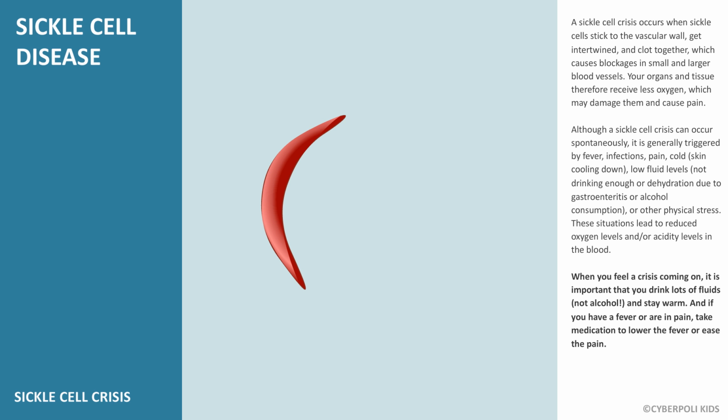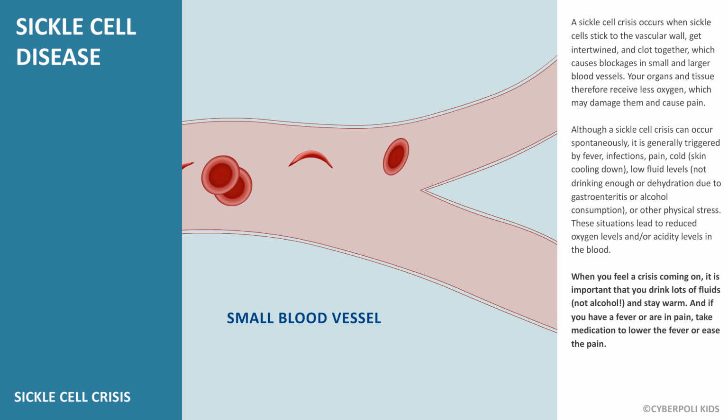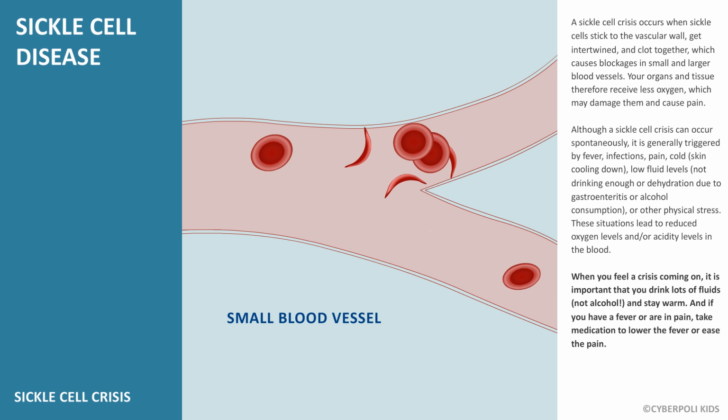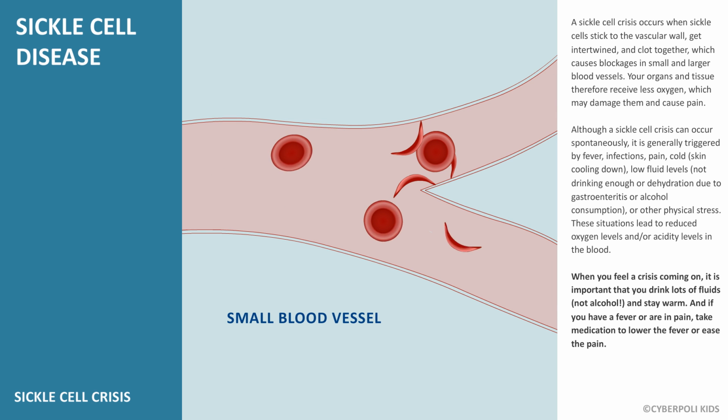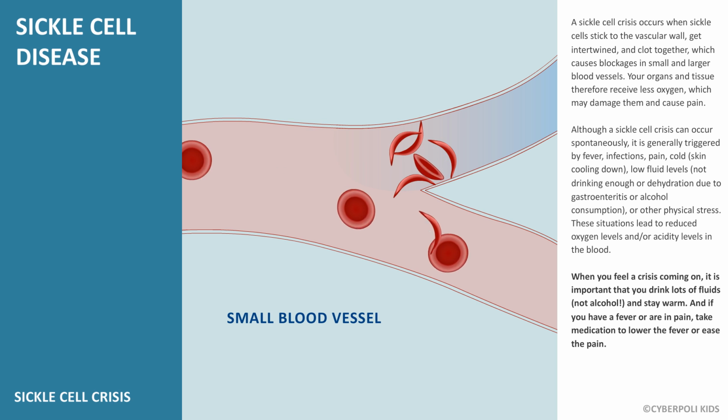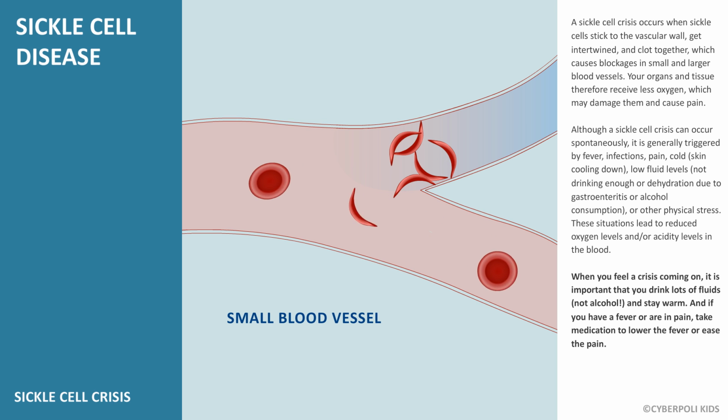A sickle cell crisis occurs when sickle cells stick to the vascular wall, get intertwined and clot together, which causes blockages in small and larger blood vessels. Your organs and tissue, therefore, receive less oxygen, which may damage them and cause pain.